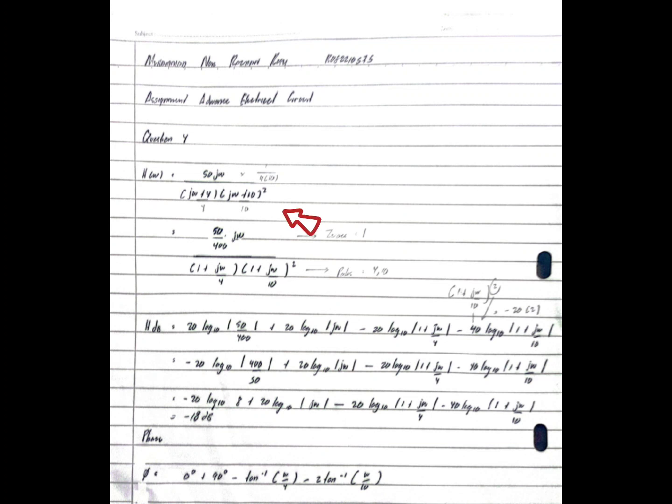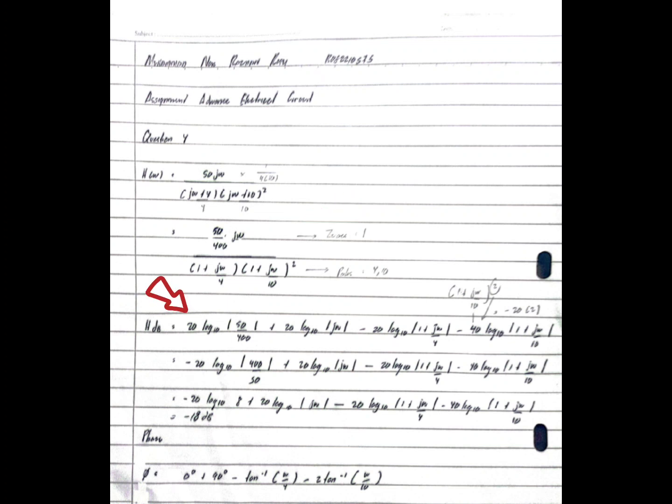First, we need to look at the denominator. What we can see from here is jω plus 4, so we need to divide it by 4. For (jω plus 10) to the power of 2, we need to divide it by 10 also. Because of the action that we have made in the denominator, we need to do the same for the numerator also. After that, we will get the final form, the standard form, that we can plot on the Bode plot.